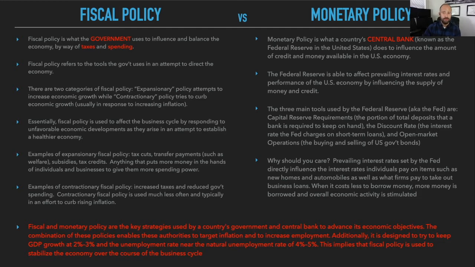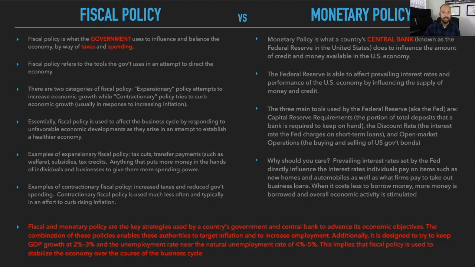These tools include the setting of capital reserve requirements, which refers to the portion of total deposits that a bank is required to keep on hand. It also sets the discount rate, which is the interest rate the Fed charges on short-term loans, and it engages in what are called open market operations, which is the buying and selling of U.S. government bonds. Each of these tools has an effect on either the money supply, which refers to the level of money in circulation in the United States, or the availability and attractiveness of credit to individuals and businesses, meaning essentially how easy and expensive it is to borrow money.